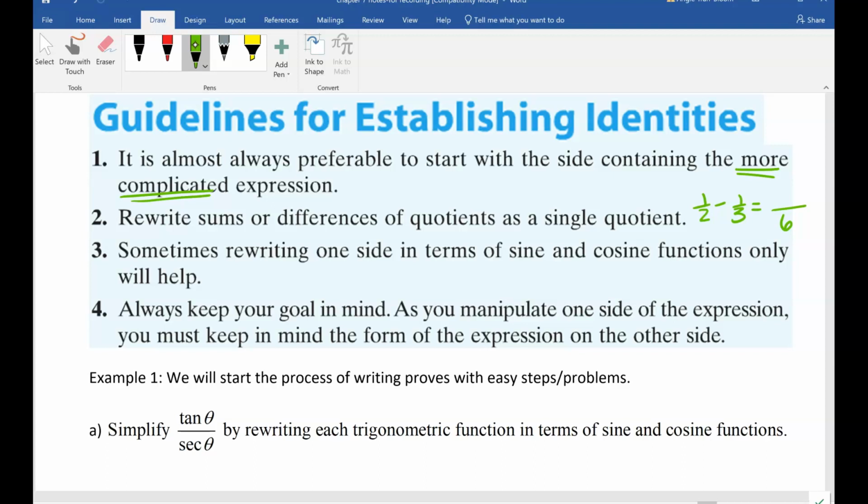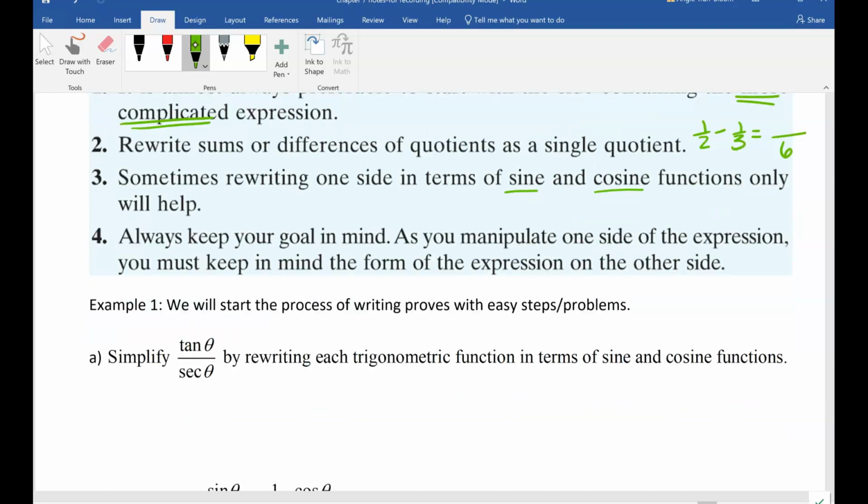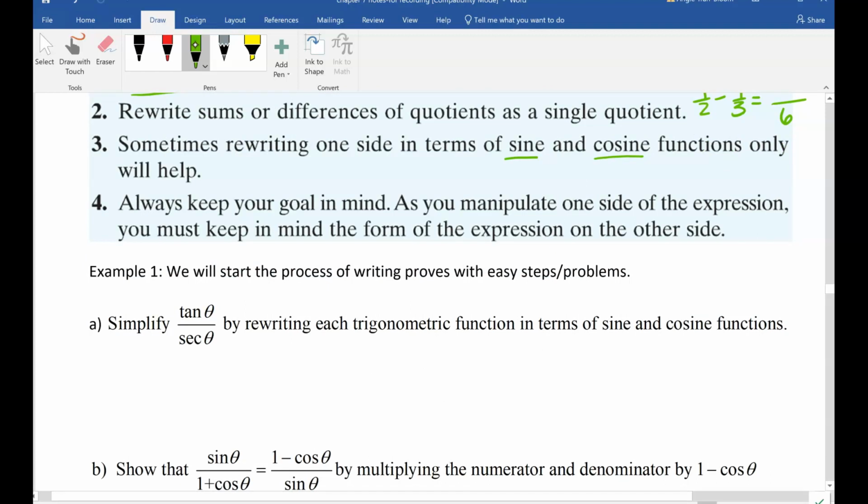Sometimes writing one side in terms of sine and cosine functions will help. What that means is when you see tangent, cotangent, secant, cosecant, break it down in terms of sine and cosine, and not always, but sometimes. Always keep your goals in mind. As you manipulate one side of the expression, you must keep in mind the form of the expression on the other side. Don't lose track of what you are trying to prove, and again, remember, do not prove both sides at the same time, okay?